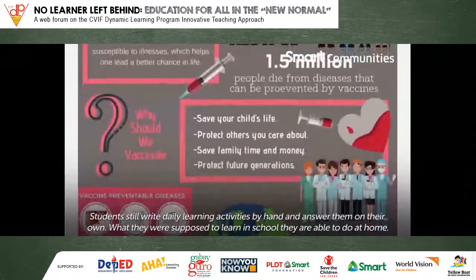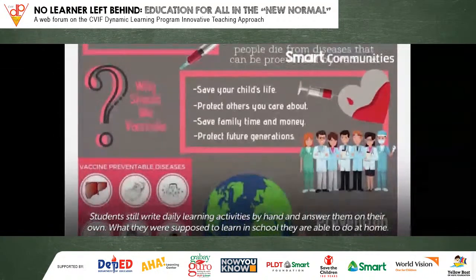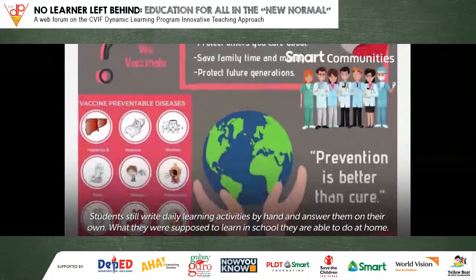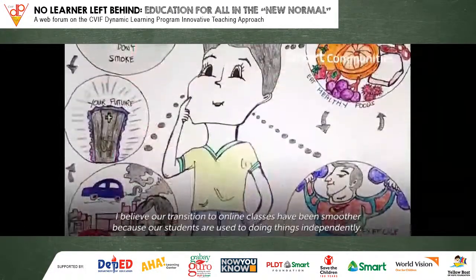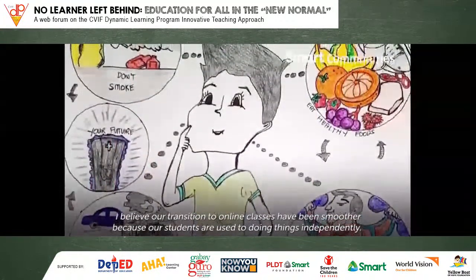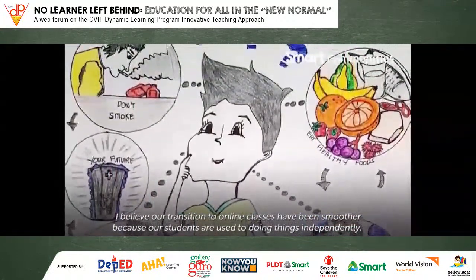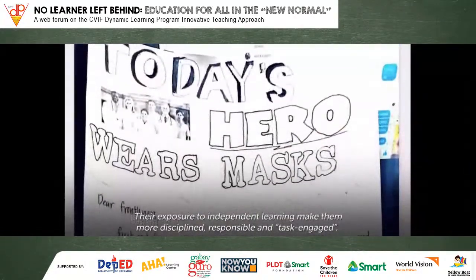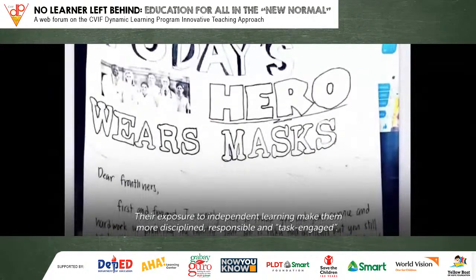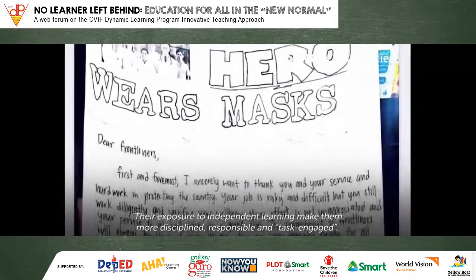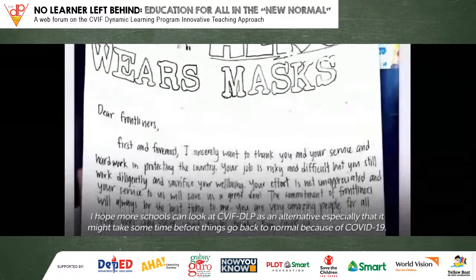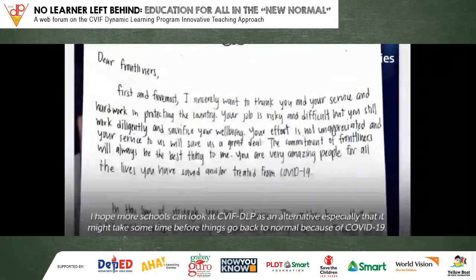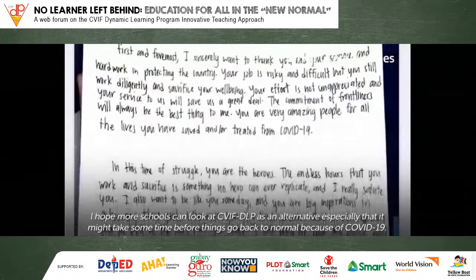Students still write daily learning activities by hand and answer them on their own. What they were supposed to learn in school, they're able to do at home. I believe our transition to online classes has been smoother because our students are used to doing things independently. Their exposure to independent learning makes them more disciplined, responsible, and task engaged. I hope more schools can look at CVIF-DLP as an alternative, especially since it might take some time before things go back to normal because of COVID-19.